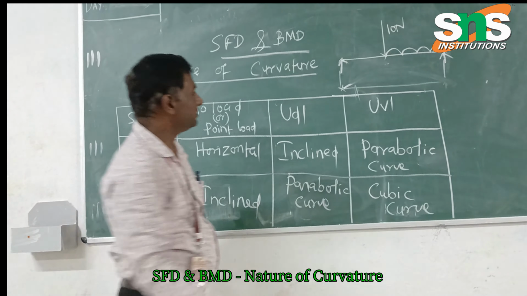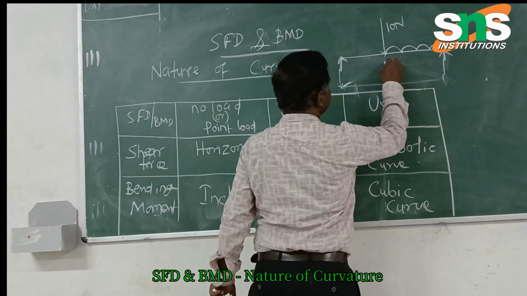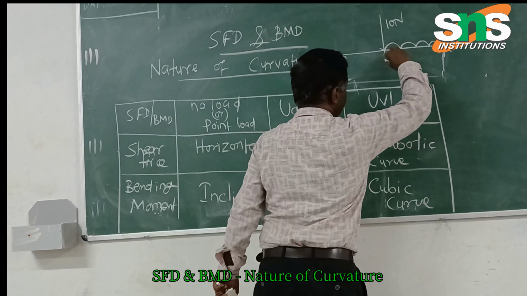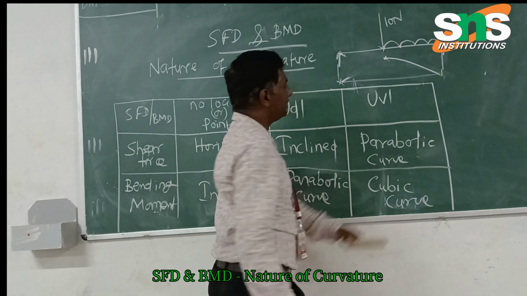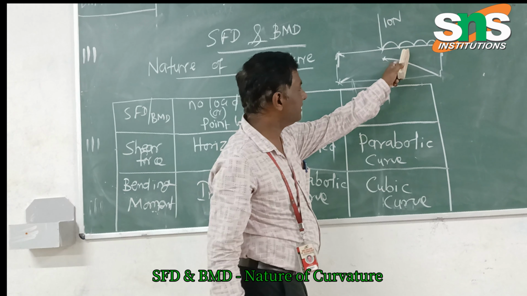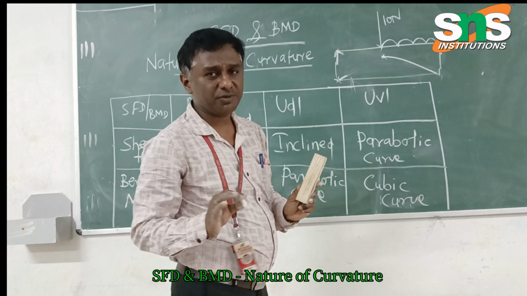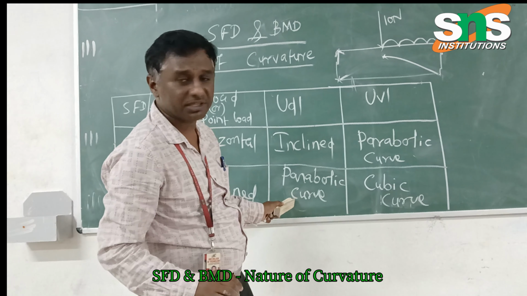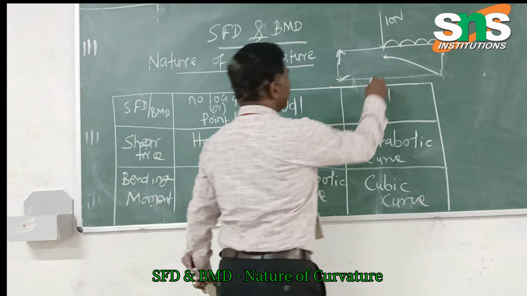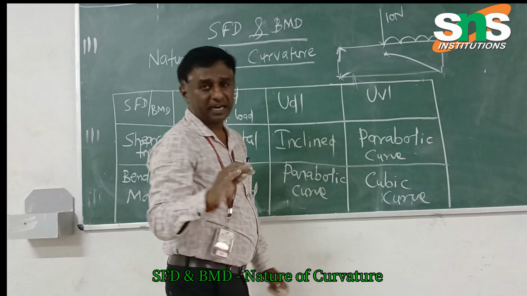So at the UDL you have one value here. Then a parabolic curve. This is a parabolic curve because from this point to this point we have a UDL, a uniformly distributed load, so it follows the parabolic curve. Then at this point you have another value.